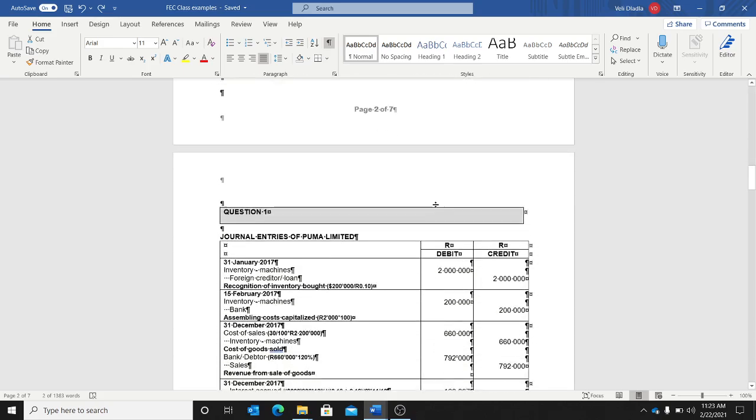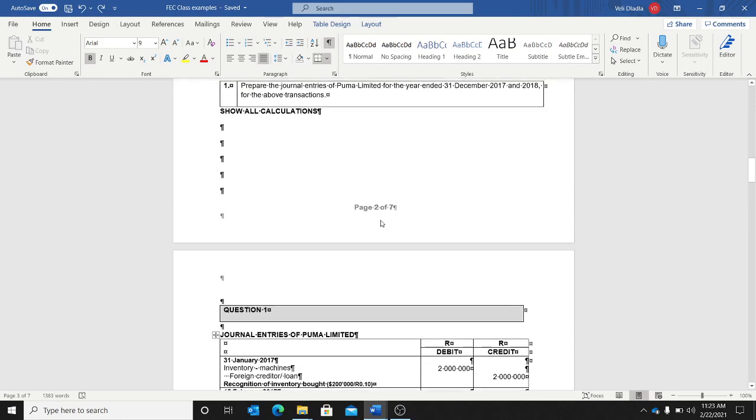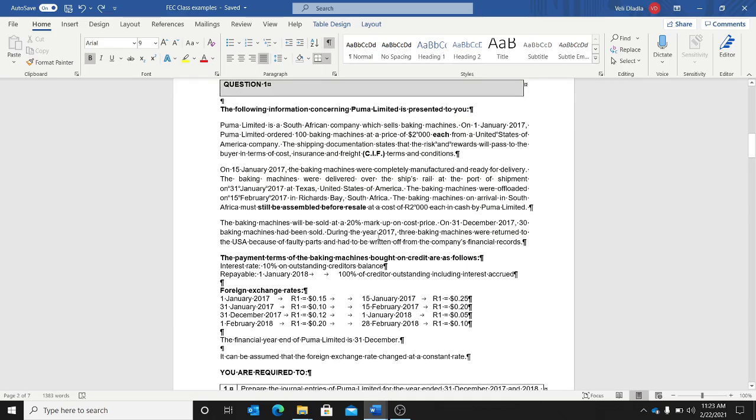You will see here, we've recognized the assembly cost, right? Here, number 2, where it's 200,000, okay? This one here, where it is 200,000, right? The assembly cost is capitalized into inventory because that's how much you've paid, right? Then they're saying the baking machines will be sold at 20% markup on cost. Sometimes the markup can be on selling price, it can be on gross profit percentage, right? So you need to find out those two. How do you do it when it's those two?